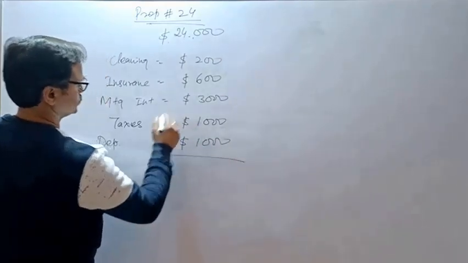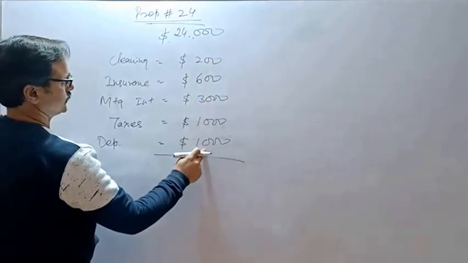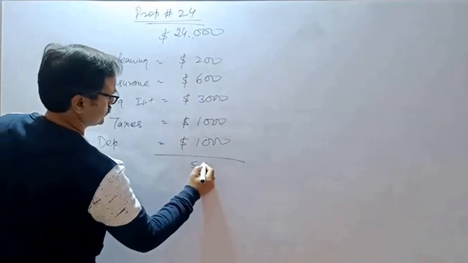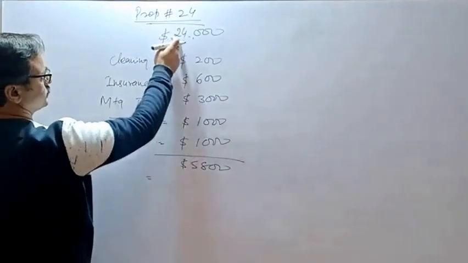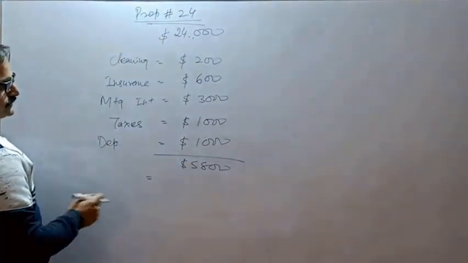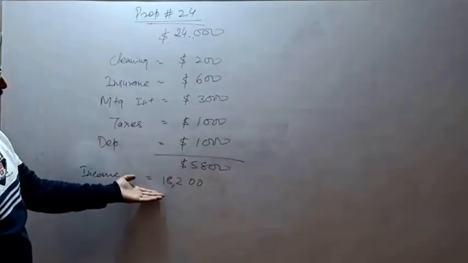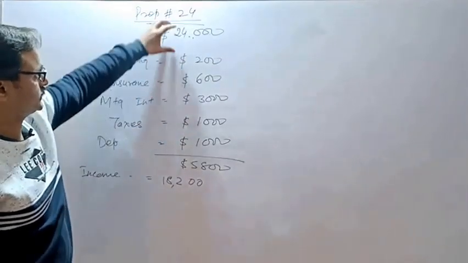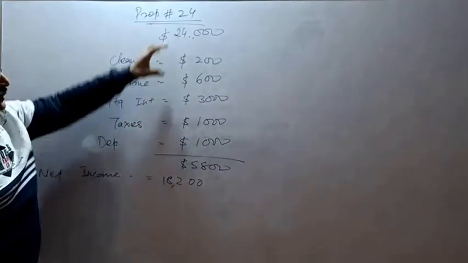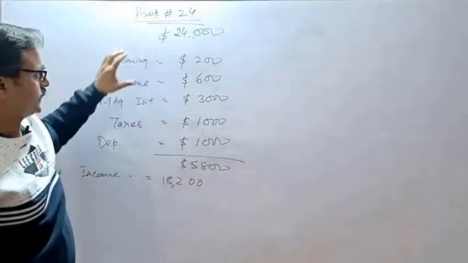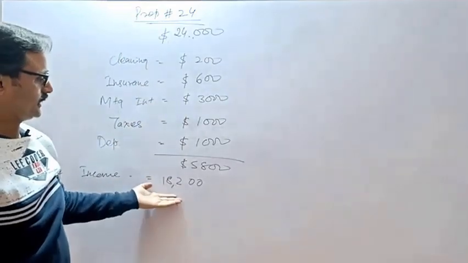So what is the total expenses? Total expenses are 5800. So what is the tentative profit? 24,000 minus 5800. This is the total income they received in the previous year, and this is the net income, I would say. So in total they received 24,000, and out of this 24,000, these are the expenses, and this is the net rental income, $18,200.